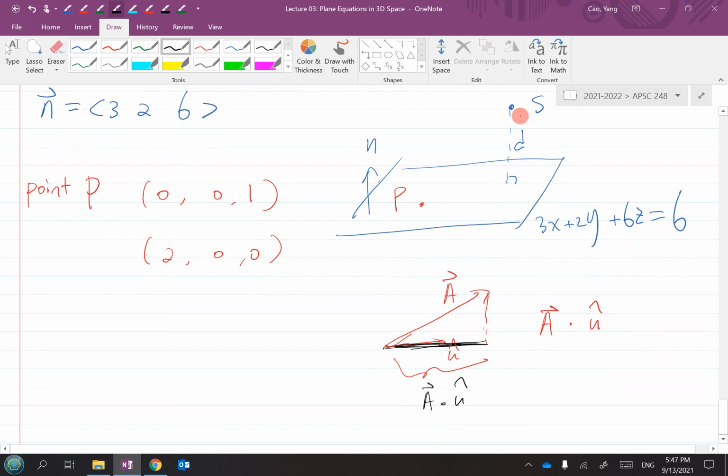N hat. Excellent. N hat is the one perpendicular to the plane, and that's the direction of the distance D. So I have this part figured out. Now I need to figure out A for the dot product. So can you give me a vector A? Yes, go ahead.